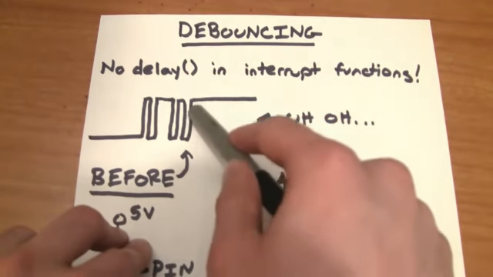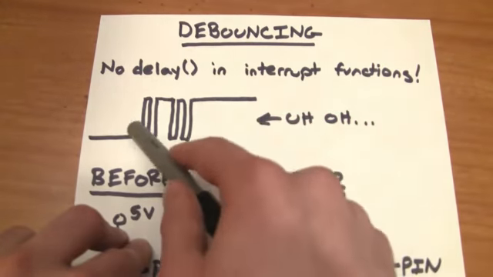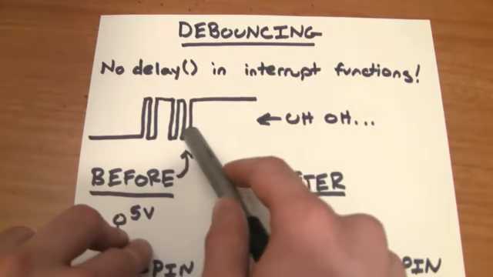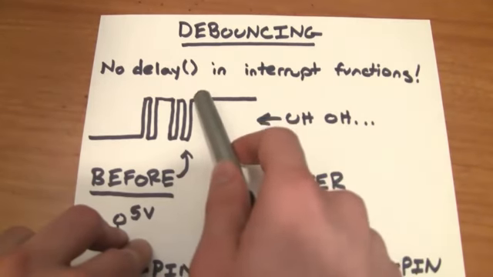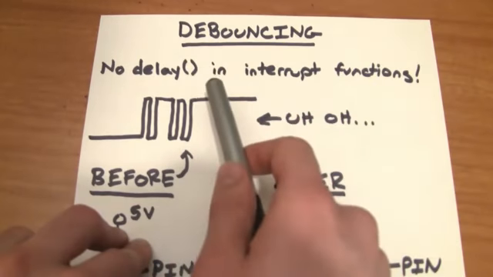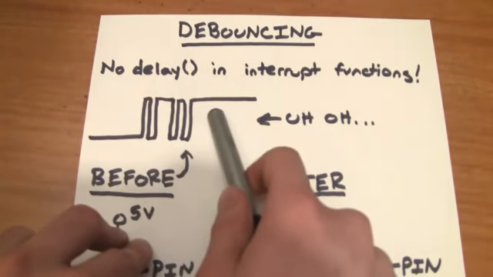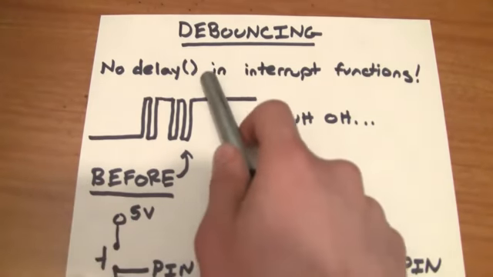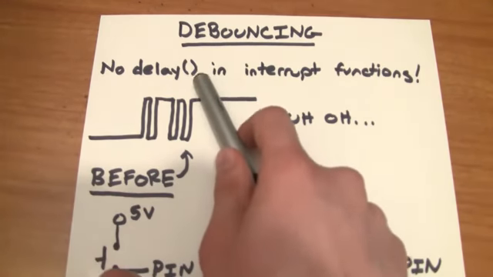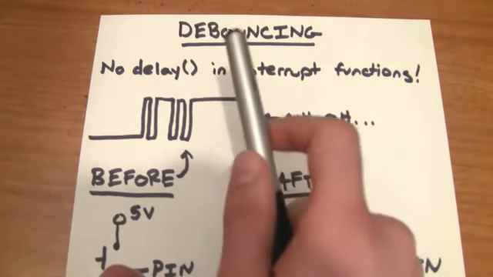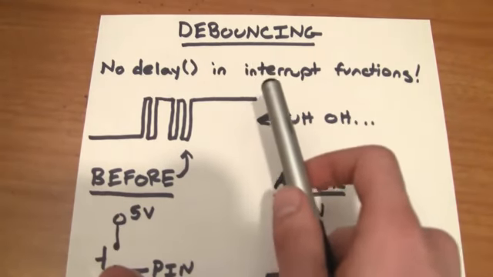If we use this straight up in an interrupt function, we're going to have a problem because there's several rising edges that occur here, and we only want one rising edge. So what will happen is we'll actually execute the interrupt function several times instead of just one, which is going to cause errors in our program. The reason you can't use the delay function in interrupts is because it depends on the same timer that's used to handle the interrupt on the Arduino.